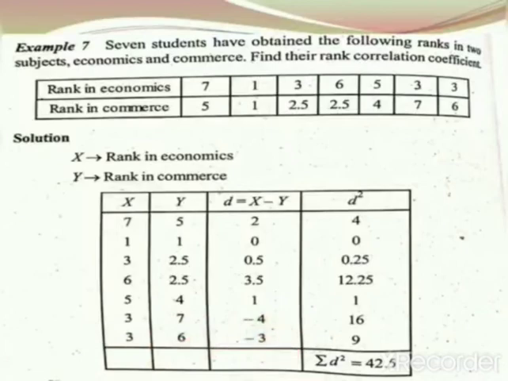Now we have to square all the terms in D. You will get D square: 2 square is 4, 0 square is 0, 0.5 square is 0.25, 3.5 square is 12.25, 1 square is 1, minus 4 square is 16, minus 3 square is 9. If you add all the terms in D square, you will get 42.5, which is your summation D square.